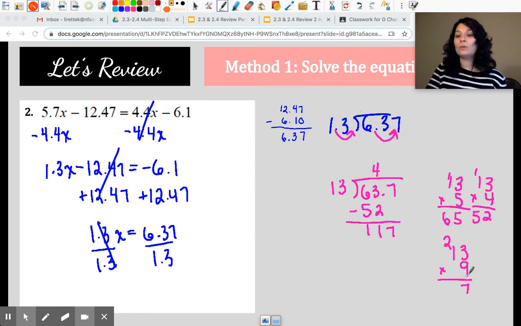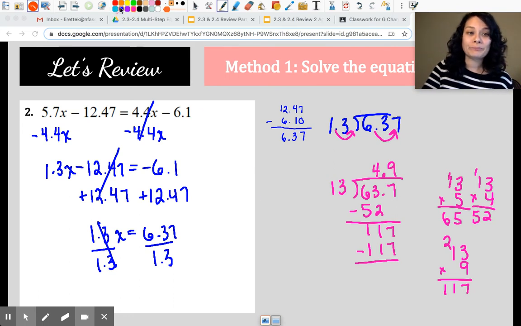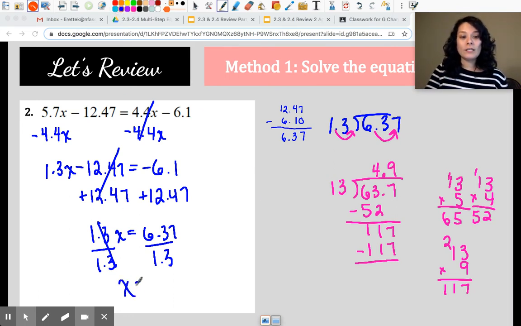So let's try 9. Let's see what that gives us. 27, carry the 2. 9 times 1 gives me 9, plus the 2 I carried does indeed give me the 11 that I need. So I'm going to multiply, take my difference, which is 0, and my decimal comes straight up. So x should equal 4.9. And again, always go back and double check. Is it going to be a positive 4.9 or a negative 4.9? In this case, it would remain a positive because my signs were the same when I divided.